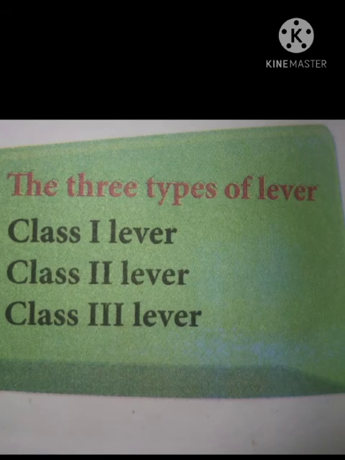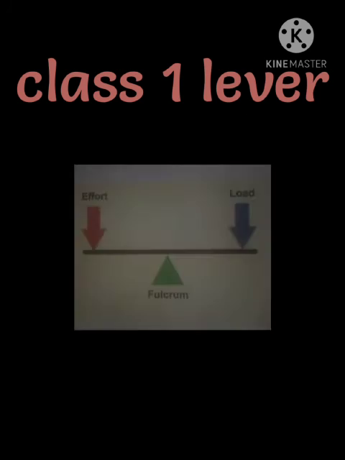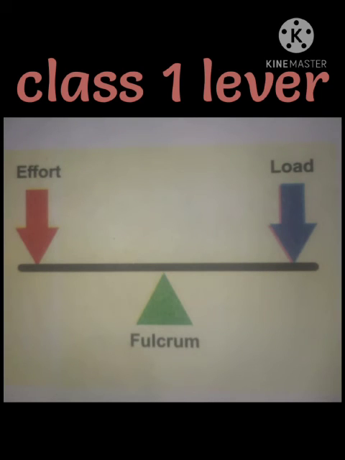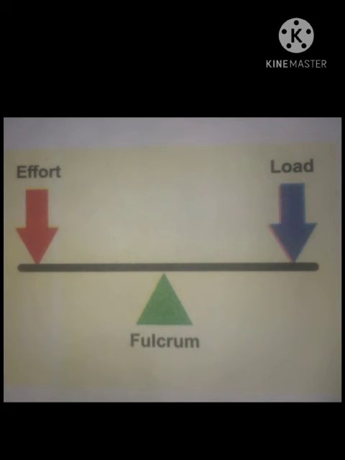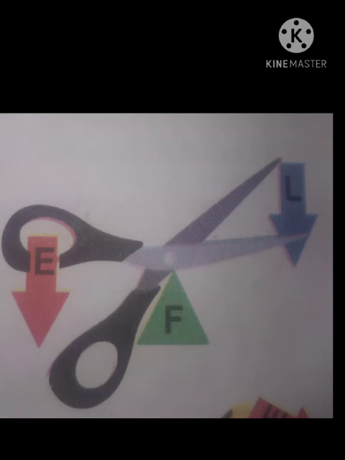Next, we are going to see types of lever. There are 3 types of lever. Class 1 lever, class 2 lever, class 3 lever. First, class 1 lever. When the fulcrum is between the effort and load, it is known as a class 1 lever. Let's see the picture. This is a scissor. F mentions the center point, fulcrum. Next, E mentions the force we apply on the lever, effort. Next, L means load. Load is the object on which the force is applied.